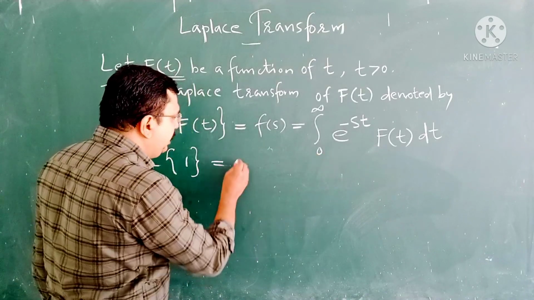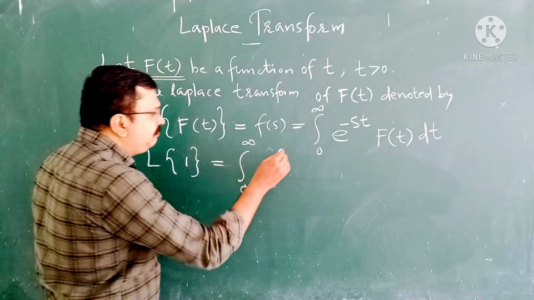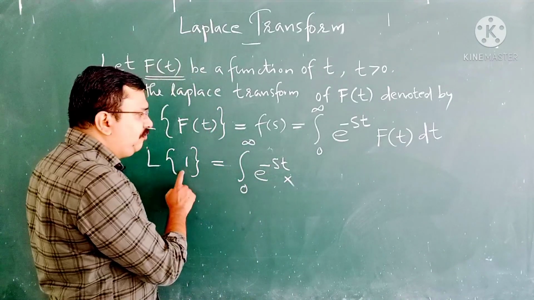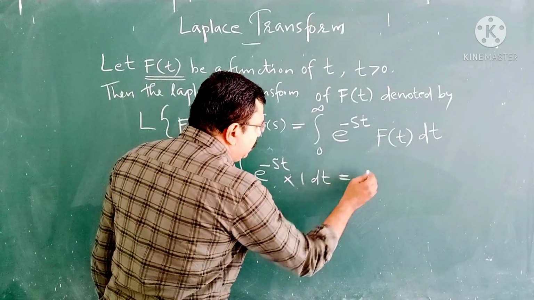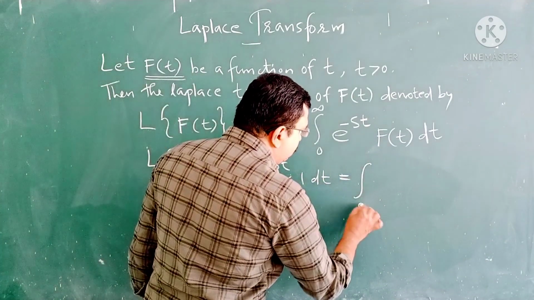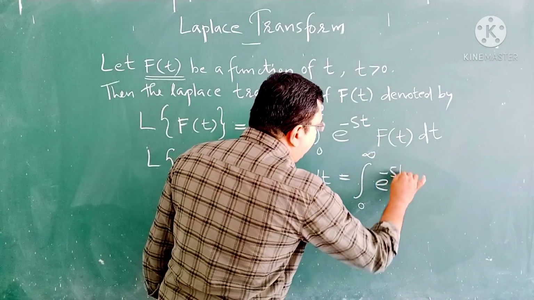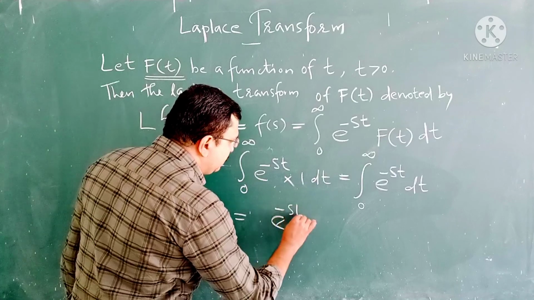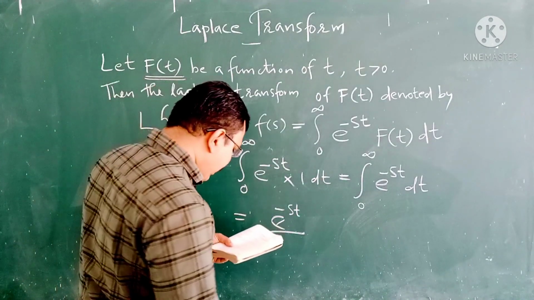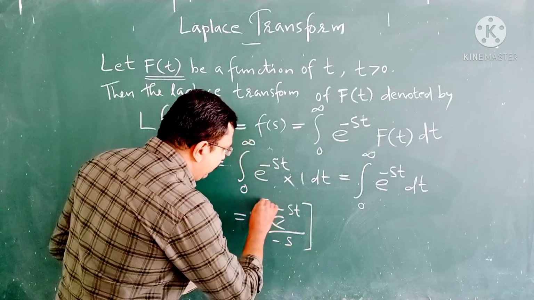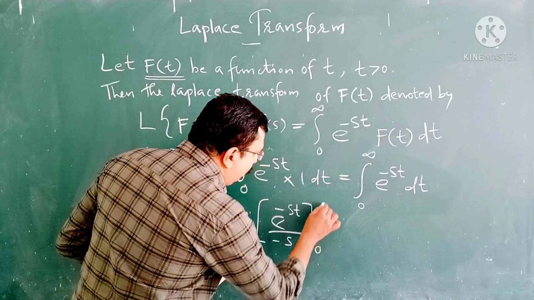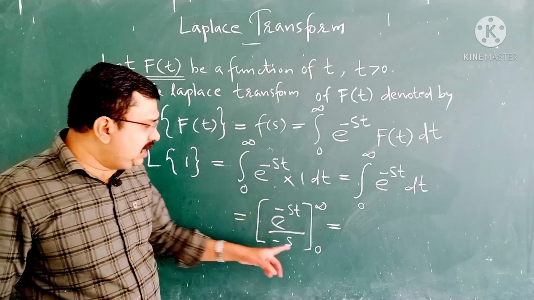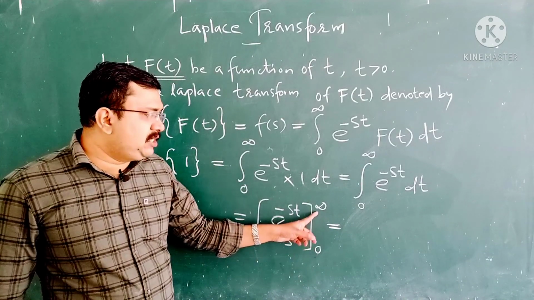Then, by the definition, the integral from 0 to infinity of e^(-st) into f(t). What is f(t)? f(t) is 1, dt, which is equal to the integral from 0 to infinity of e^(-st) dt, which is equal to e^(-st) divided by minus s. We can apply the lower and upper limits, 0 and infinity. The lower limit is 0, the upper limit is infinity.